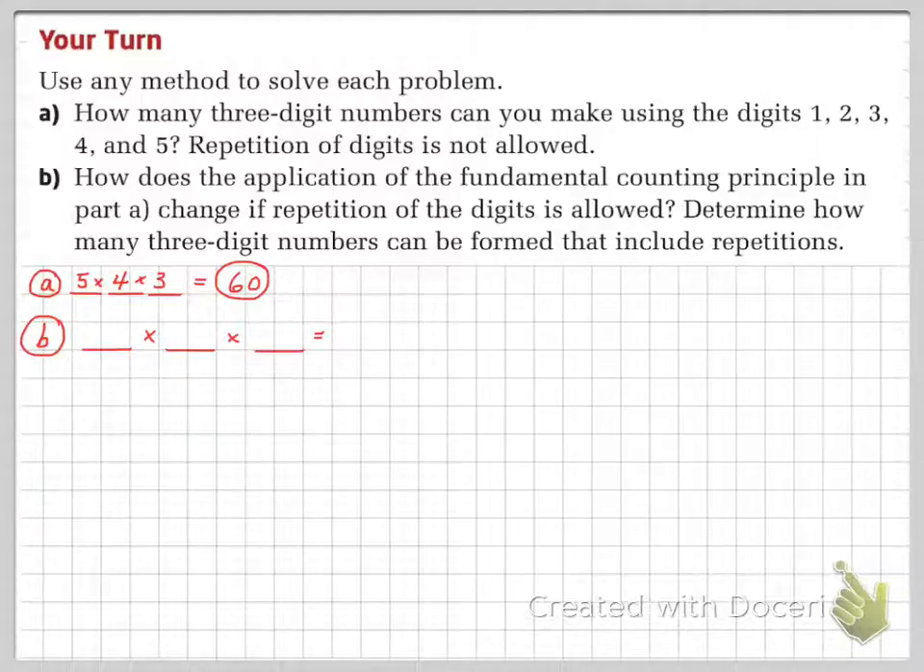In B, how does the application of the fundamental counting principle change if the repetition of the digits is allowed? Well, in the first position, we'd have 5 choices. Since we can have repeating digits, we'd have 5 choices for the second and 5 choices for the third. Altogether, 125 different possible choices.